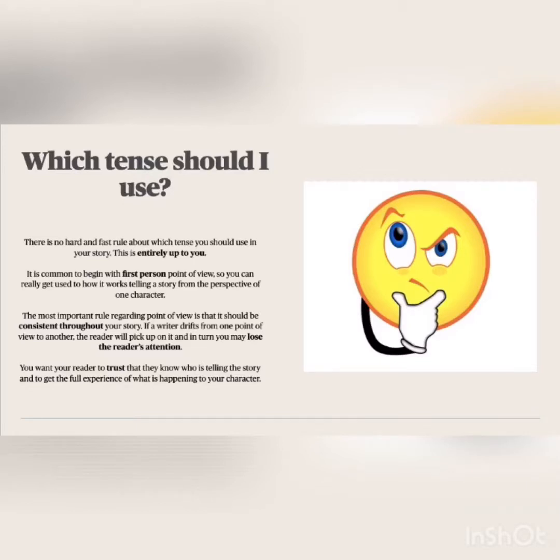But the most important rule regarding point of view is that it should be consistent throughout your story, because if a writer drifts from one point of view to another, the reader will pick up on it and in turn you may lose their attention. You want your reader to trust that they know who is telling the story and to get the full experience of what's happening to your character.